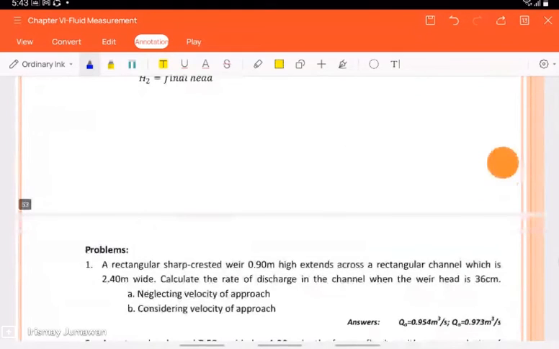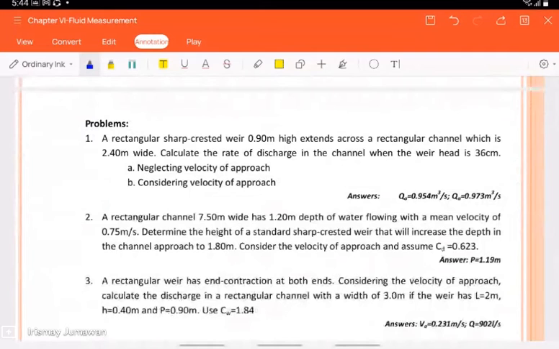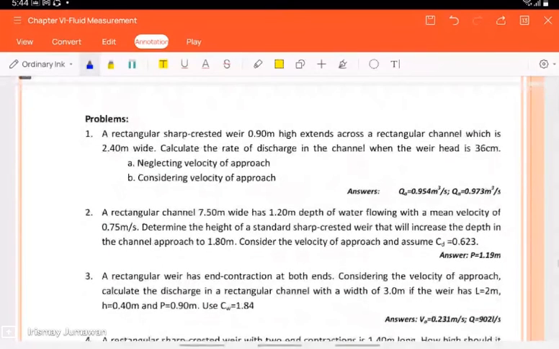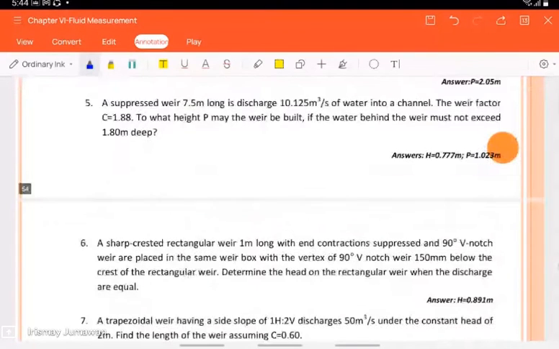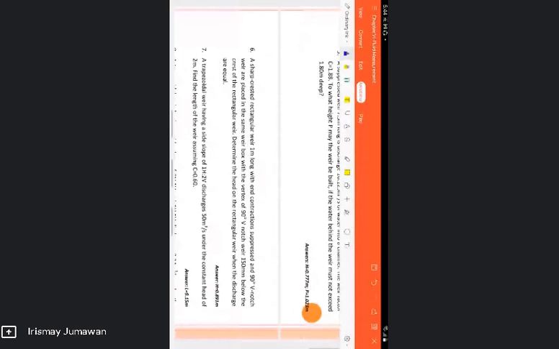Okay, I want to answer this one, but this will be part of your homework, because you are reviewing since you have an exam later on. But I have to answer number 1 quickly.